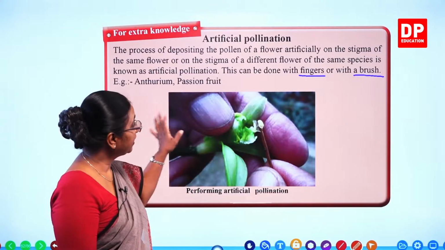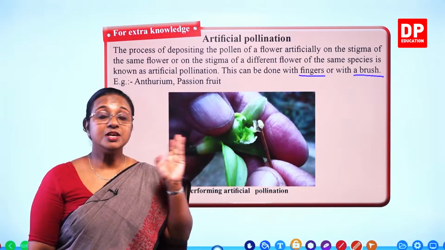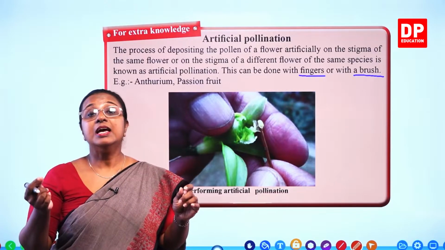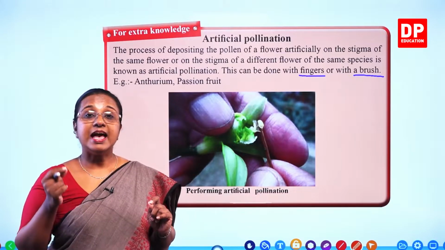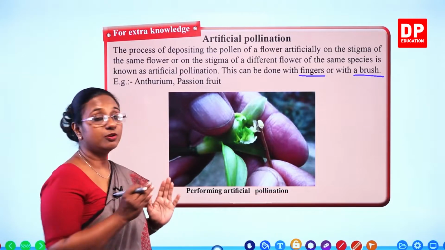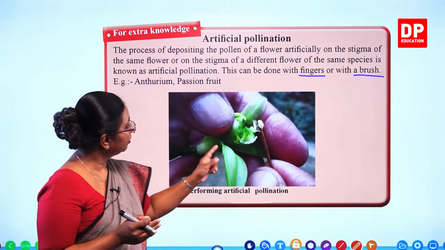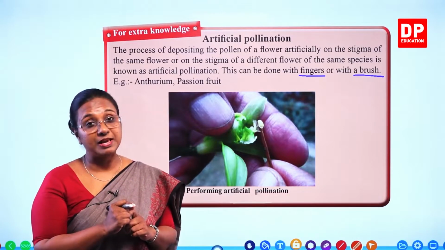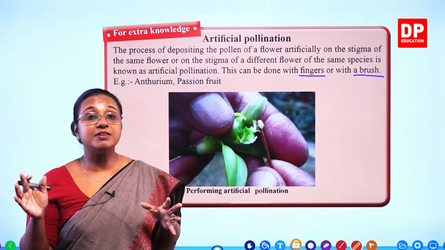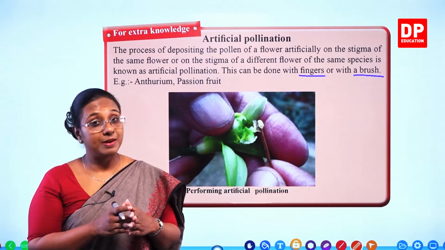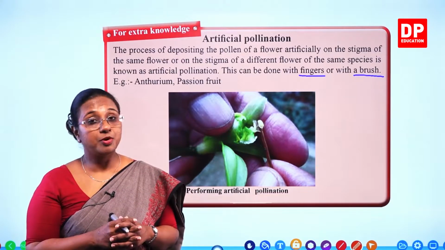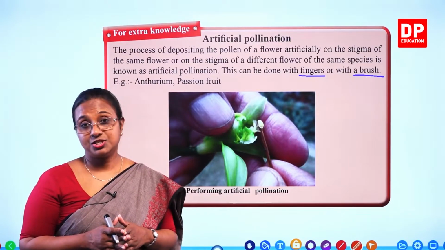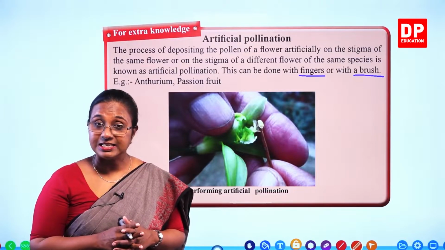This is something that you all need to understand, students. Sometimes artificial pollination is done by taking two flowers and touching them if the flowers are close to each other. Here you can move the male flower and touch it with the female flower. That is possible if both flowers are borne on the same plant. Otherwise, you will have to use your hand or the brush. I am sure you all can understand that.